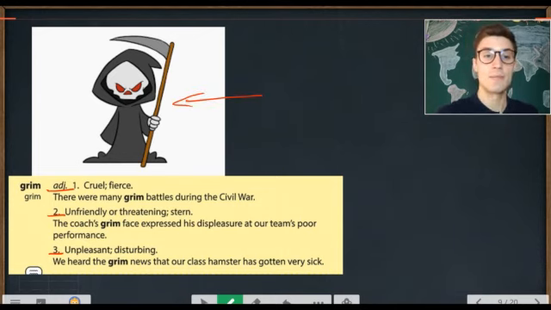This is the Grim Reaper. If you see him, it means you have to die. He is very grim.